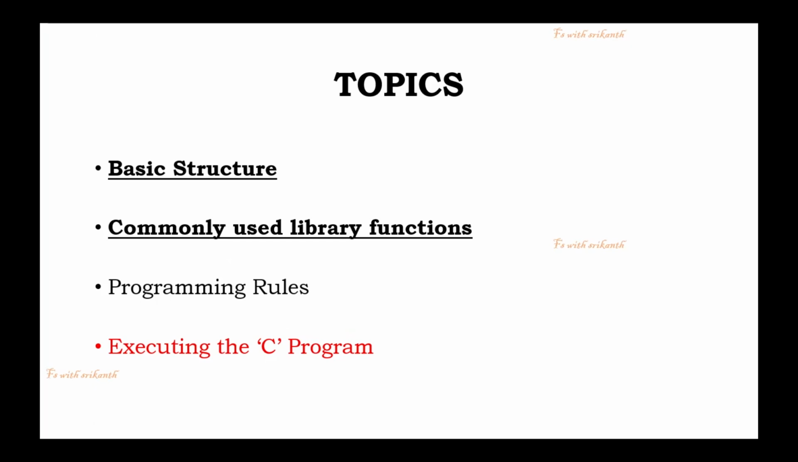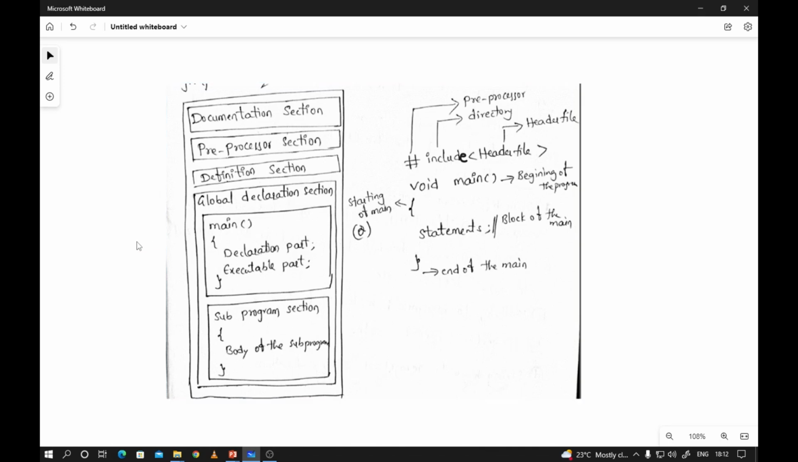Now we are going to discuss the basic structure of C, commonly used library functions in C, C programming rules, executing the C program, and how we save the C program. There are two sides. One is the documentation oriented C structure, and this side is structural oriented. It is documentation oriented, right?